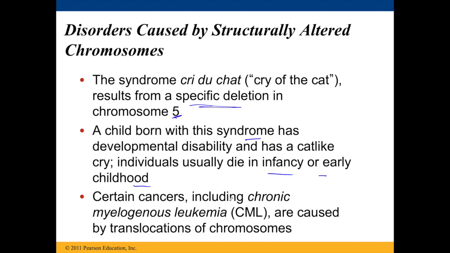Or some cancers like chronic myelogenous leukemia are caused by translocations. Okay, so these errors can cause serious problems.